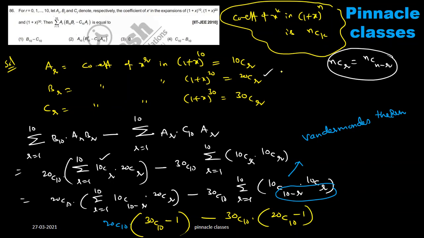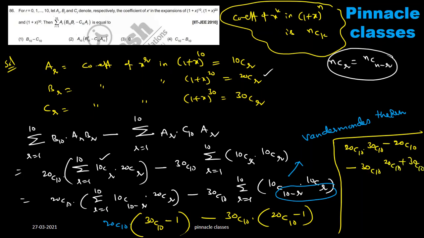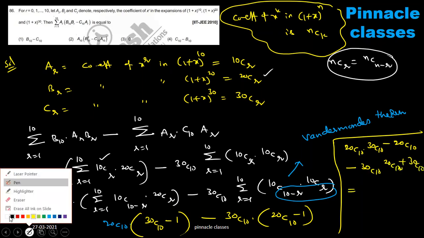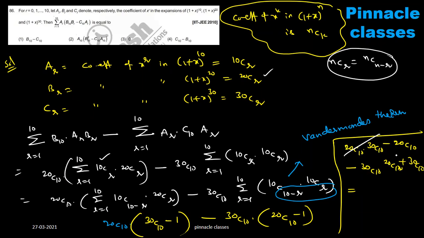This is the question. Now simplify. This is the question, this is the answer. Let's see what the answer is. 20C10 into 30C10 minus 20C10 minus 30C10 into 20C10 plus 30C10. What you are observing? Both terms are cancelled. 30C10, that is C10. 20C10 means B10.